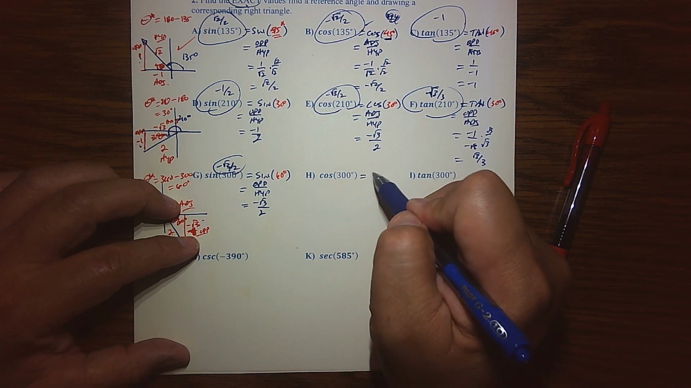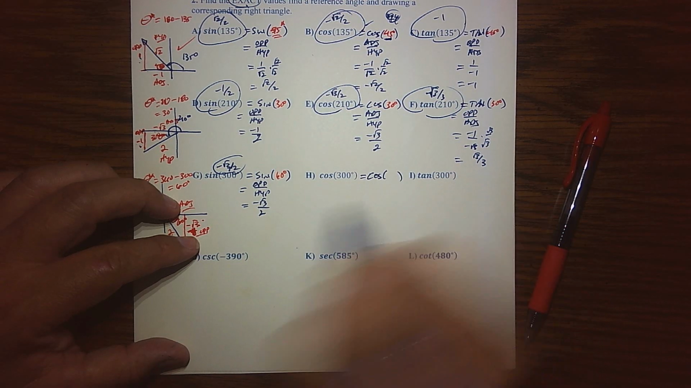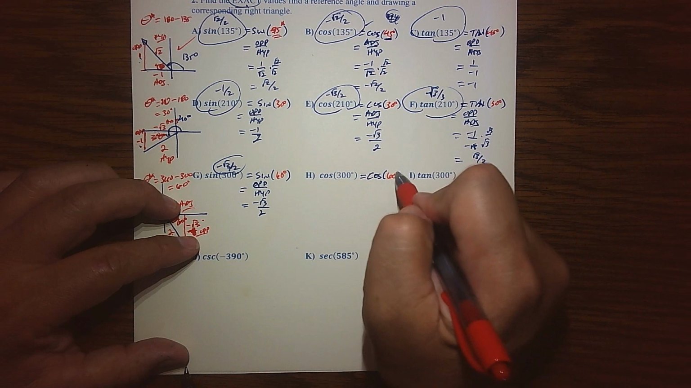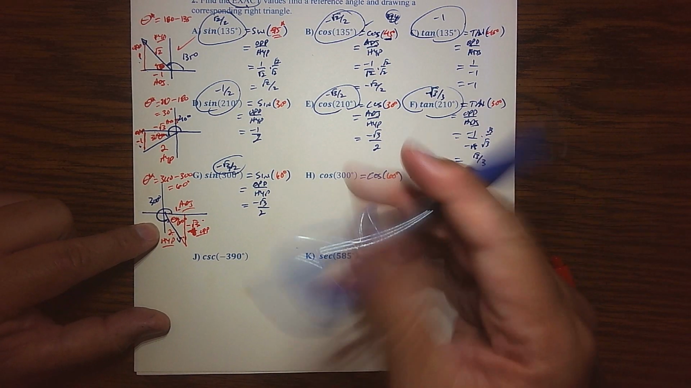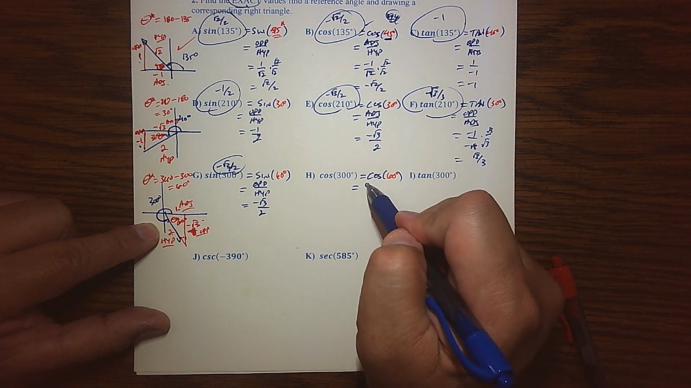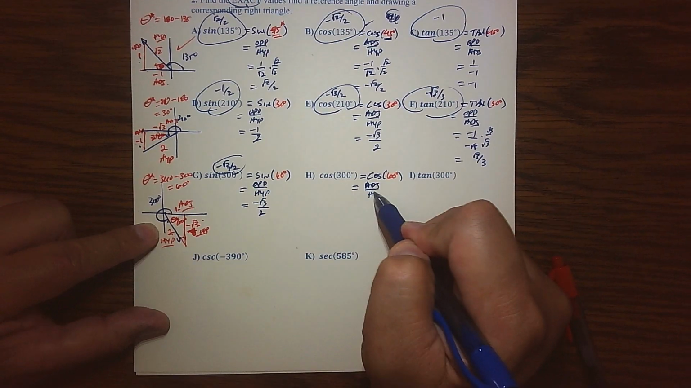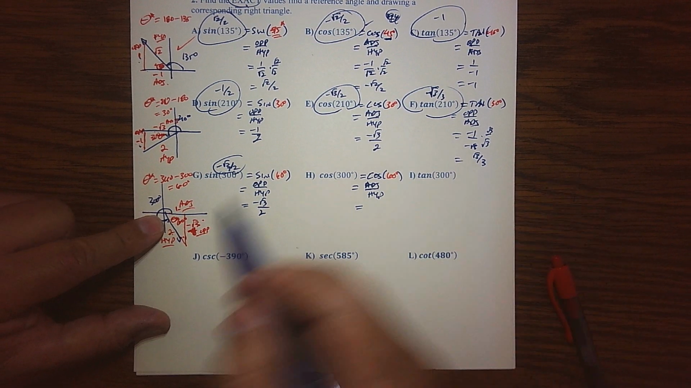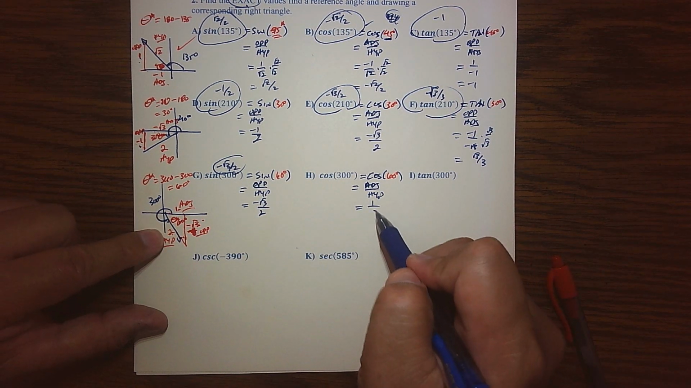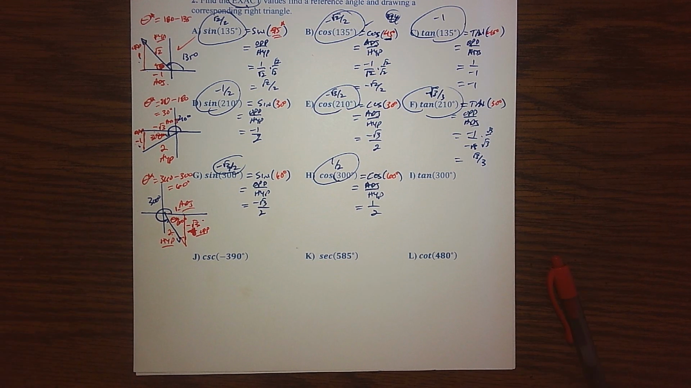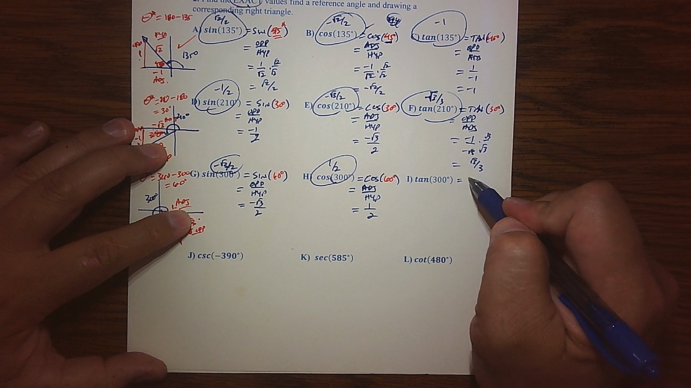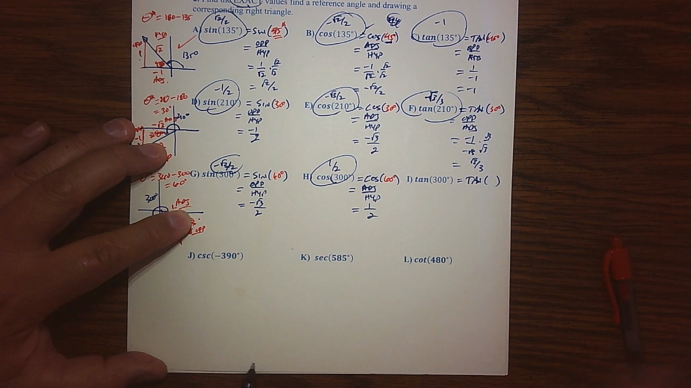Cosine of 300, well, again, this will be the same as the cosine of the 60-degree reference for this picture, right? And so by definition, cosine is the adjacent over the hypotenuse. In this picture, the adjacent is 1, the hypotenuse is 2, so there's your value for cosine of 300. It's equal to 1/2.